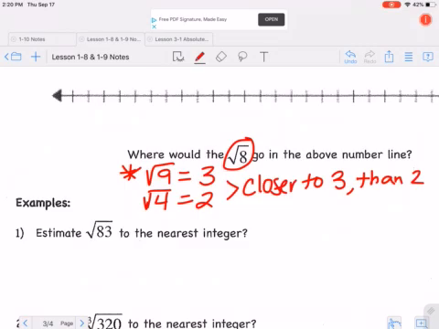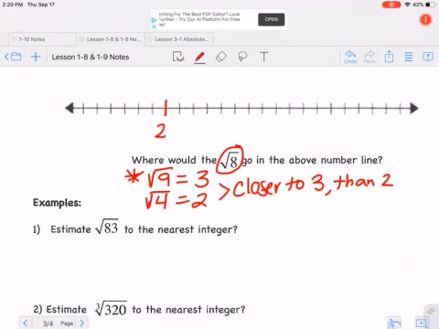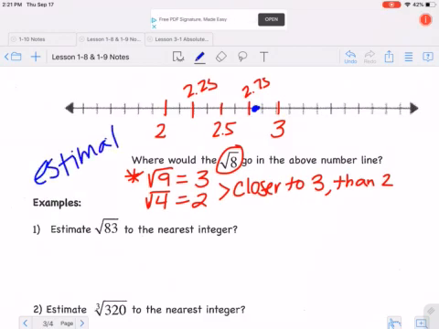Okay, and then we're going to try and plot these on the number line. So I have 2, and then let's see, this is going to be 2.25, this is going to be 2.5, this is 2.75, and then 3. Okay, so I'm going to try and plot this on my number line, and I know that this is going to be somewhere after the 2.75. Okay, but we are estimating. Okay, I know it's going to be close to 3 because it's close to the square root of 9.